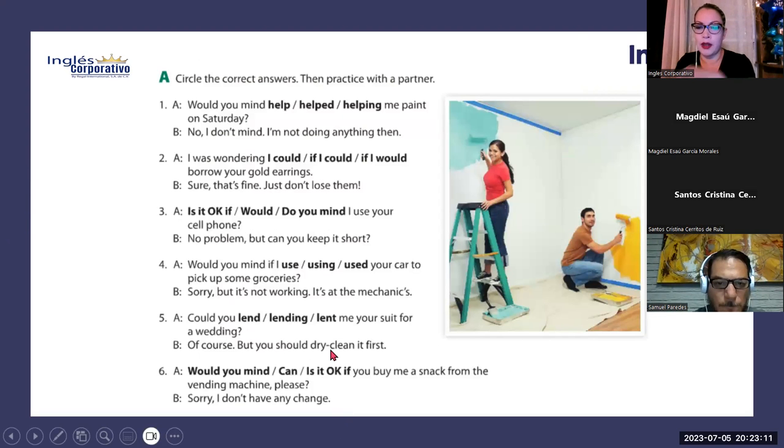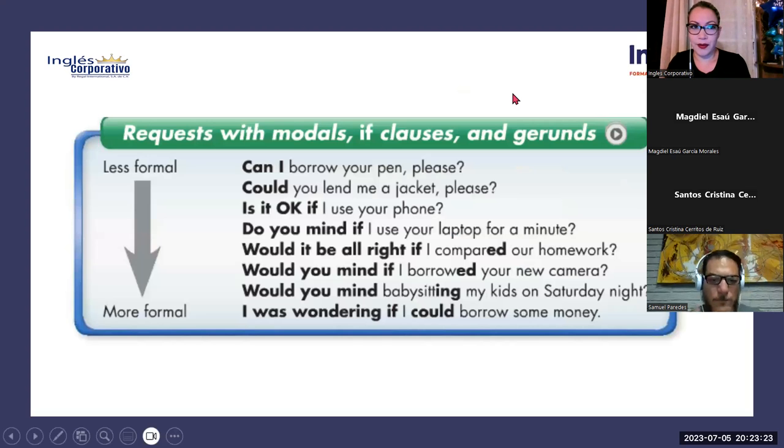No sé si ya la mayoría habrá terminado. Have you finished or you need more time? No sé si me la puede poner en pantalla, teacher, para tomarle foto. ¿Cuál, la anterior? Sí, la que me dijo que habían visto. I need a couple of minutes, teacher, please. Okay, not a problem.